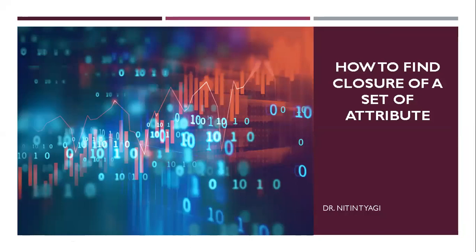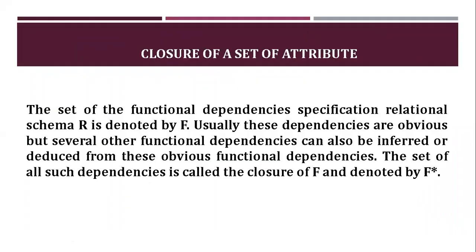Student, in continuation to my lecture series on Normalization, here I'm going to discuss with you how to find the closure of a set of attributes, right? So to find the closure of a set of attributes, a relation R is given. Suppose R is A, B, C, D, E, F, and a set of functional dependencies. The set of functional dependencies is denoted by F, right?